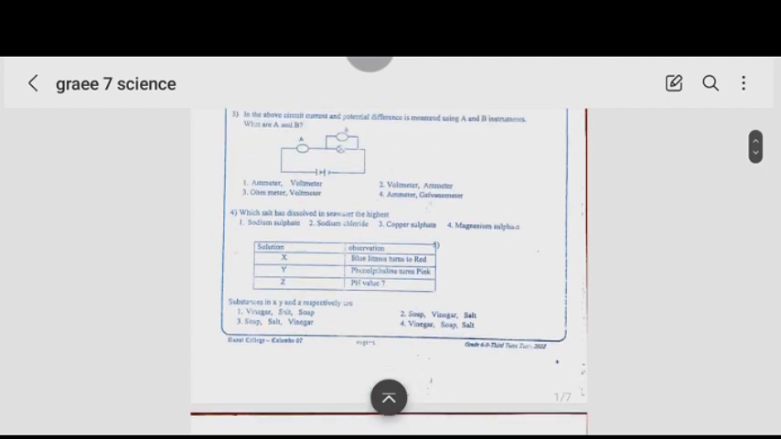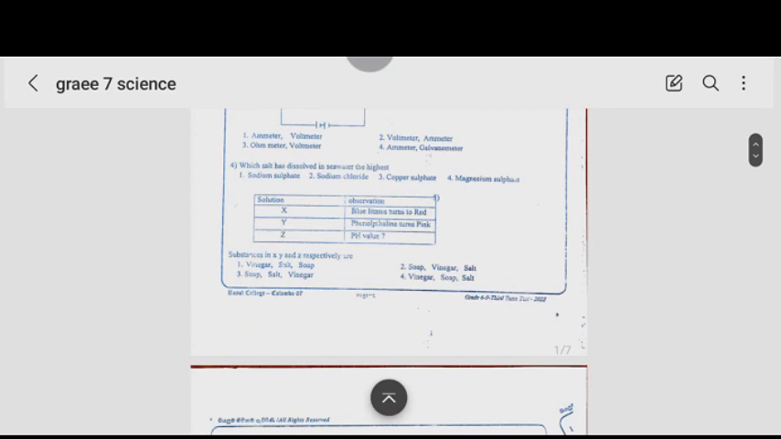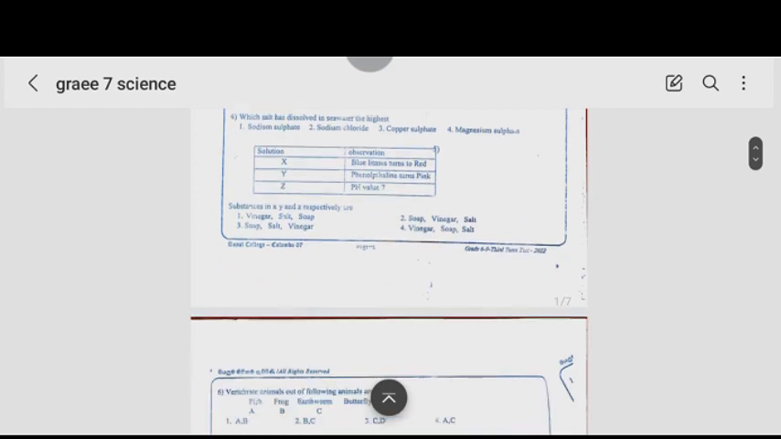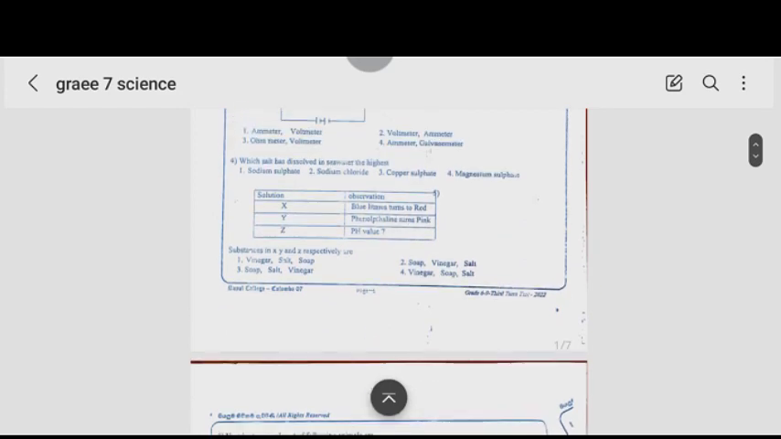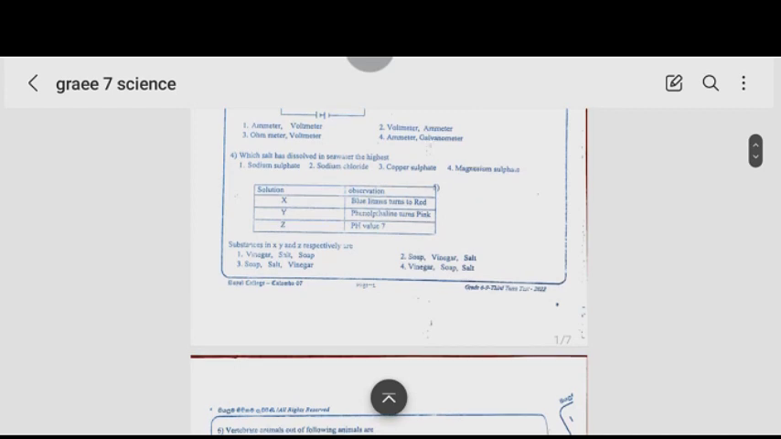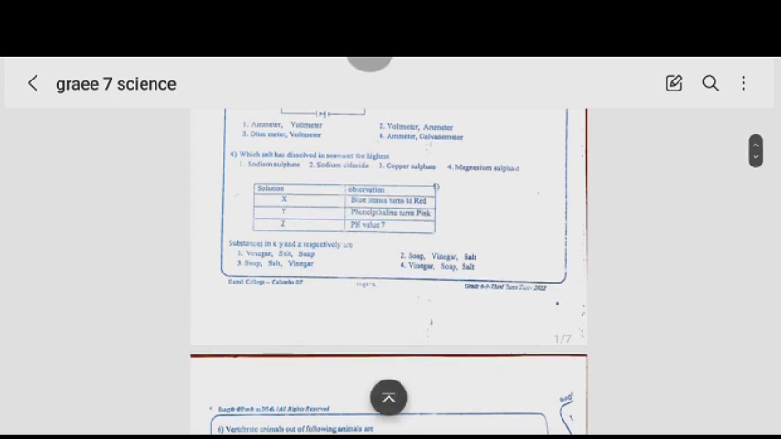Let's move on to the next question. No, fourth, not fifth, no? Fifth question. In the fifth question, there is a table. The table has 2 columns. One column is solution and the other column is observation. X solution can turn blue litmus into red. The X solution can turn blue litmus into red.